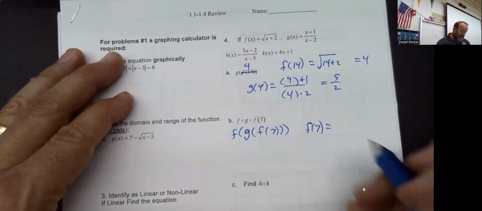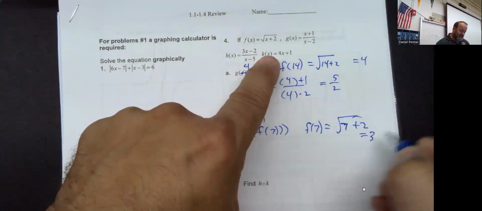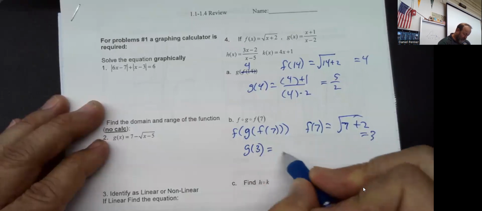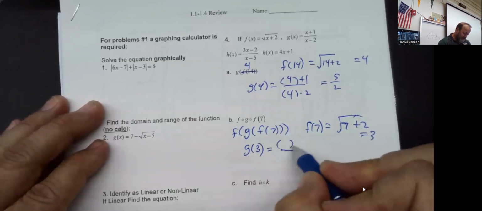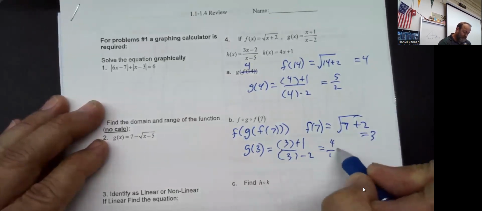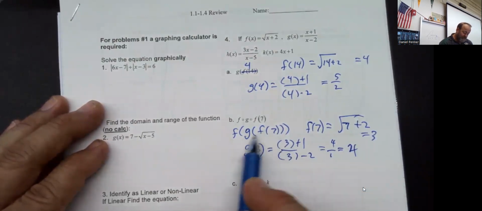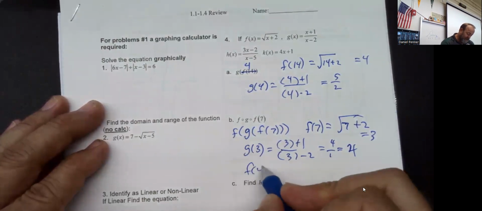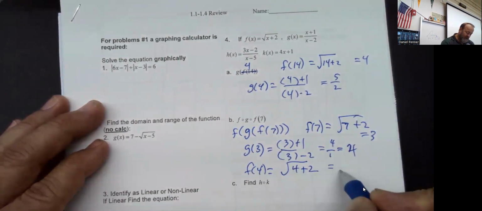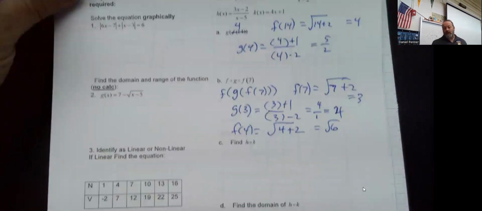So f of 7 would be to find f, which is x plus 2. And I got the number 3. But since this is 3, I'm going to find g of 3 now. And g of 3 is going to be 4 over 1, which is 4, I guess. And then once we found g of 3 is 4, then we're going to find f of 4. And we finally had everything crash down and was also nice and pretty until this moment, and we got root 6, and we're done.